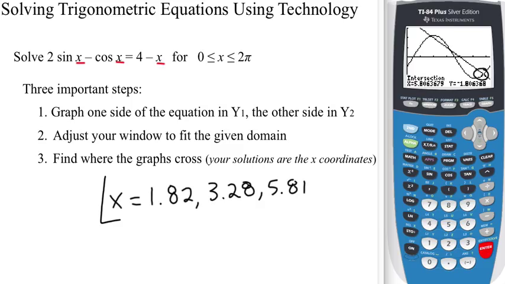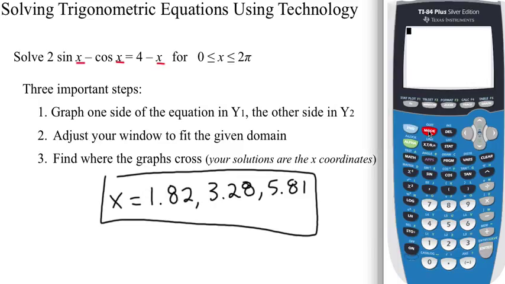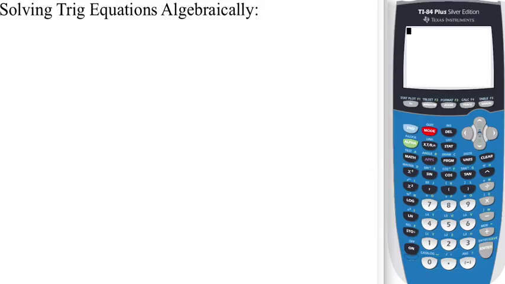So there's my solutions. All the values between 0 and 2 pi are these 3. Okay? So that's how we solve using a calculator. And now I'm going to look at what we do if we don't have a calculator. So we'll forget the calculator now and we'll just look at solving these algebraically.